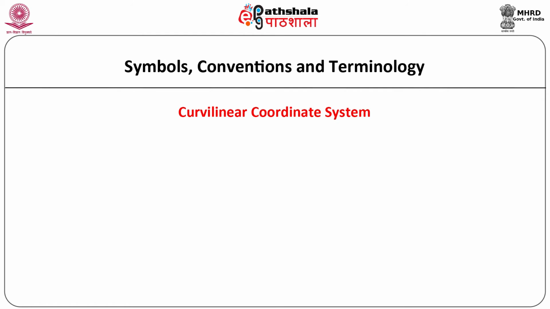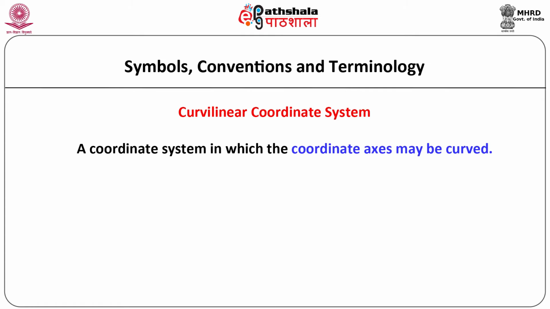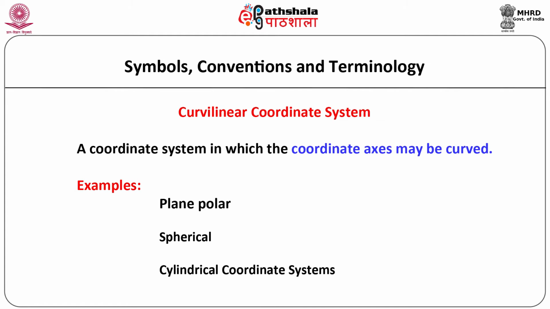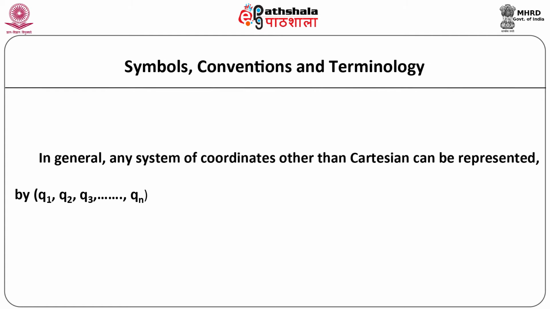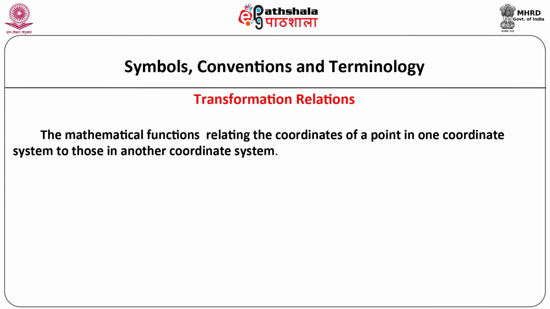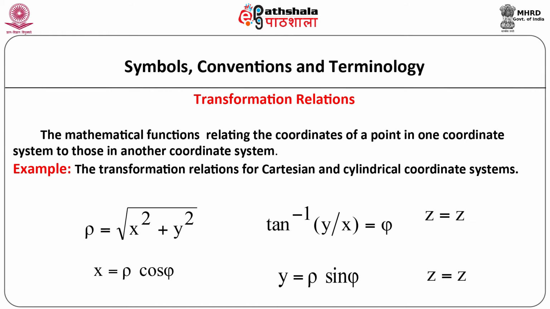A curvilinear coordinate system is a coordinate system in which the coordinate axes may be curved. Well-known examples are plane polar, spherical and cylindrical coordinate systems. Generally, x, y, z or x1, x2, x3 represent the Cartesian coordinate system. Any system of coordinates other than Cartesian is represented in general by using some other letter, say q. The mathematical functions relating the coordinates of a point in one coordinate system to those in another coordinate system are called transformation relations. As an example, the transformation relations for Cartesian and cylindrical coordinate systems are as shown. In the module on coordinate systems, we have seen such relations.